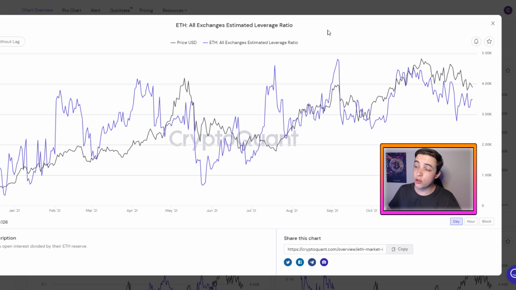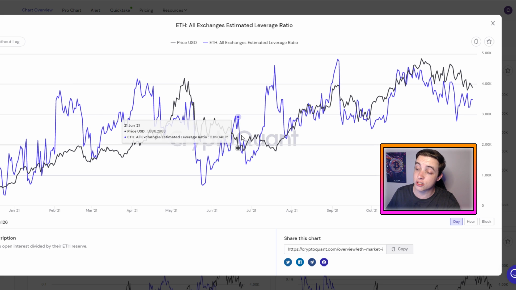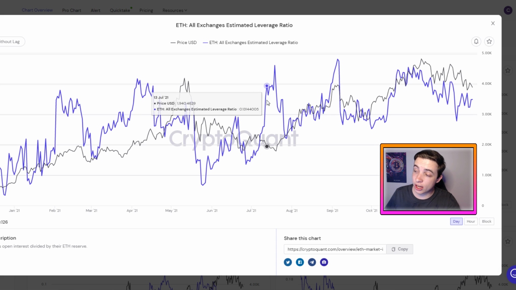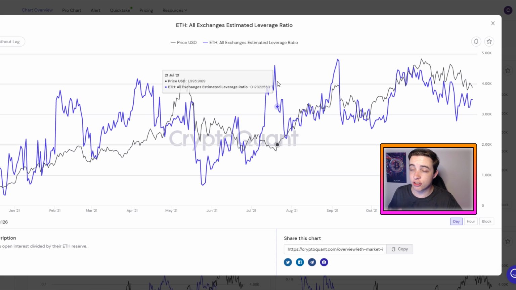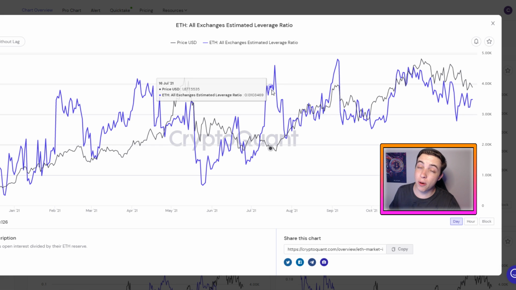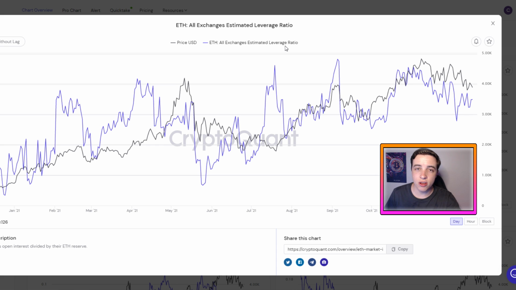Now getting into some new content that I did not cover yesterday, which is this chart just here. And by the way, the black line is the Ethereum to US dollar chart on the daily time frame, and the purple line just here is the estimated leverage ratio across all exchanges for Ethereum. In other words, this purple line is the open interest across exchanges divided by the amount of Ethereum sitting on those exchanges. And you can think of open interest as essentially borrowed money.